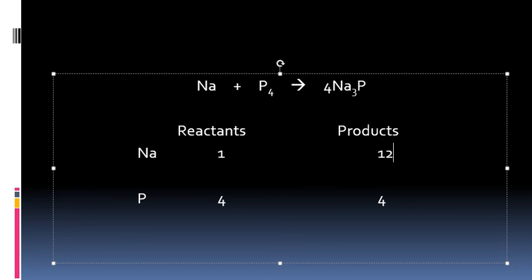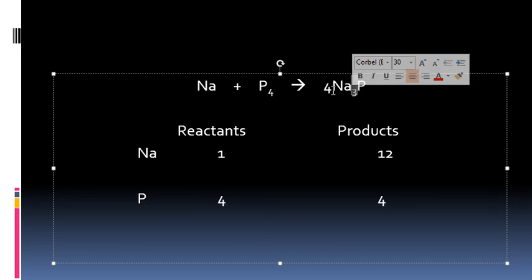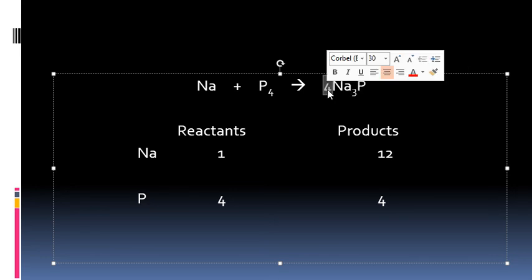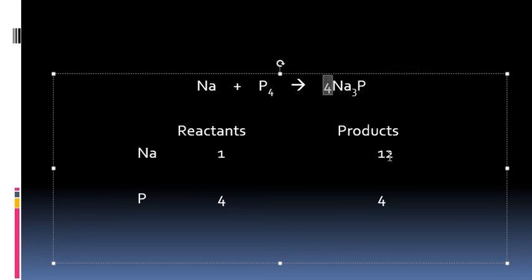How is that number obtained? Well, sodium has that subscript of 3, and a coefficient multiplies everything in the chemical compound it's attached to. It multiplies everything by that coefficient. So if we have a coefficient of 4 and sodium has a subscript of 3, 4 times 3 is 12.